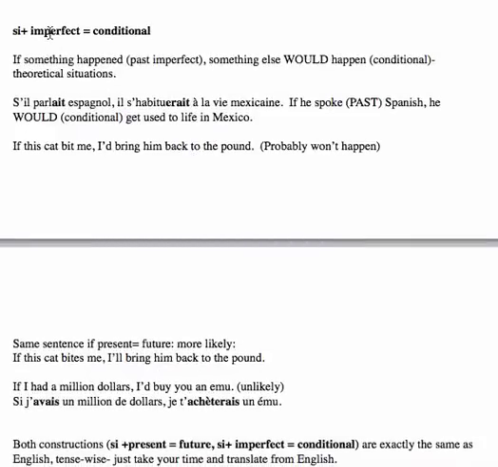Si and the past, if something happened, something else would happen, conditional. So these are more theoretical situations. If he spoke Spanish, he would get used to life in Mexico. S'il parlait espagnol, il s'habituerait à la vie mexicaine. He doesn't, he's probably not going to, it's very theoretical, but if he did, then this would be the result. And again, there's just imperfect, there's our conditional. It's the whole infinitive, our ER ending, plus the imparfait ending.